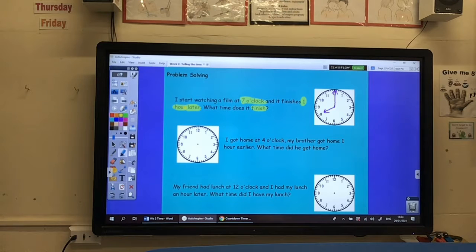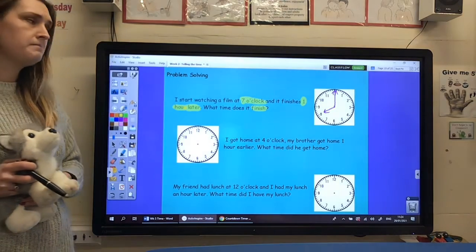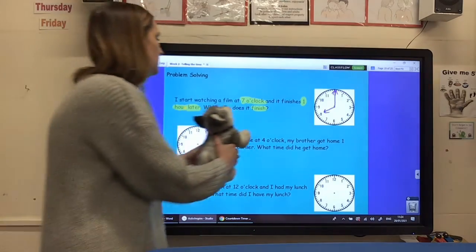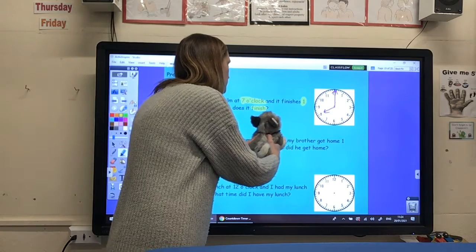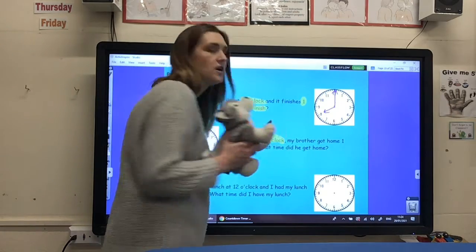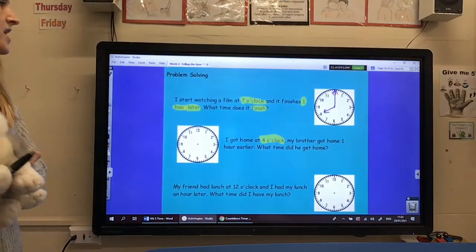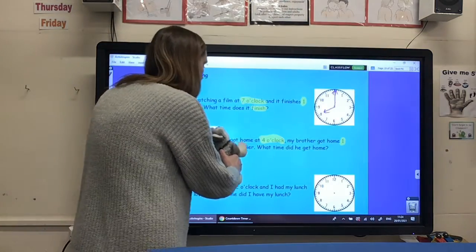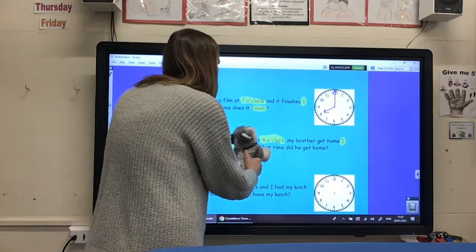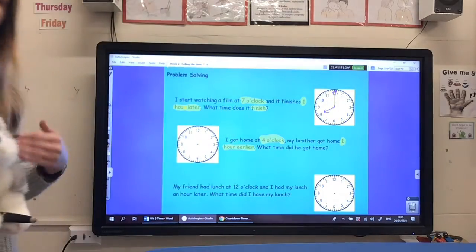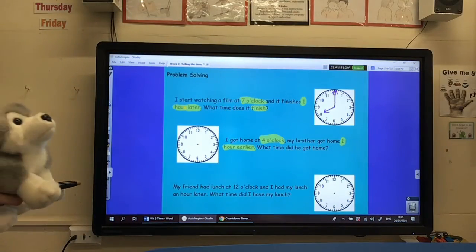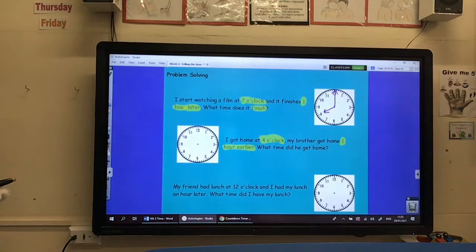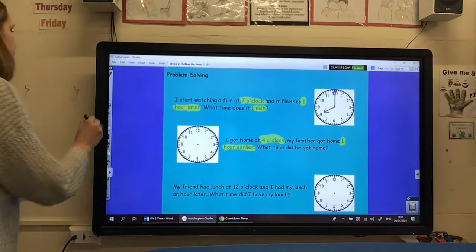So what's the important words there? Is it important that it was her brother? No. It's important that we are learning about 4 o'clock. We're looking at 4 o'clock. We're starting with 4 o'clock. And her brother got home 1 hour earlier. So that means if we're finding out an hour earlier, we're going to count back an hour. We're going to go backwards in time 1 hour. What time did he get home?